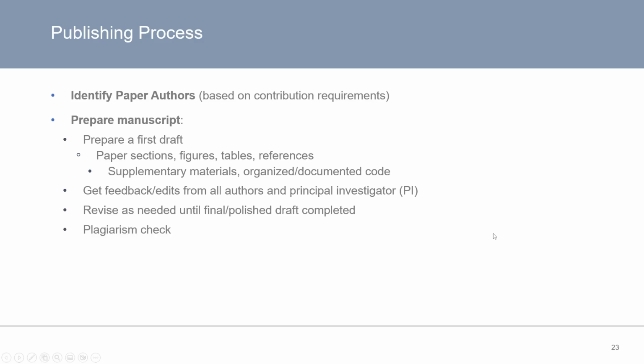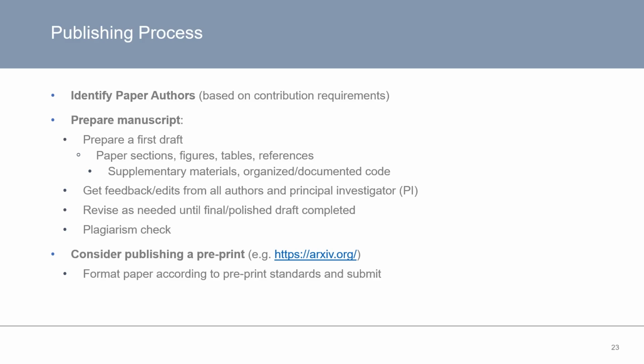Lastly, once you have a final draft in hand, it's best practice to run a plagiarism check just to cover your bases. At this point, the authors can also consider publishing a preprint, for instance on arXiv. This involves formatting the paper according to preprint standards and submitting it online, where usually it's available to the world in 1 or 2 days. The authors can use a preprint as a way of getting feedback from people outside their lab, and they can use this feedback to further revise their paper before submitting it to a journal. And lastly, we're ready to submit our manuscript to a target journal or conference for peer review.